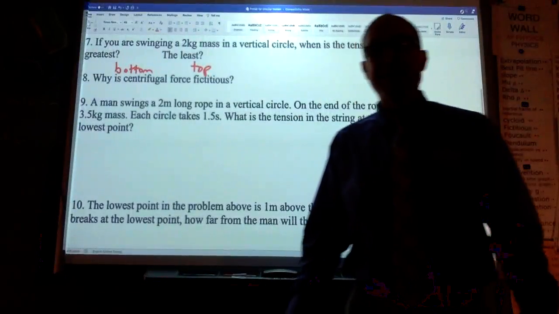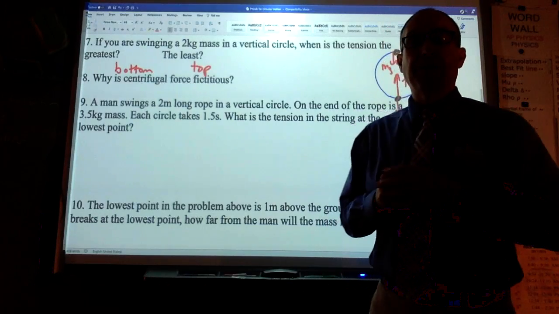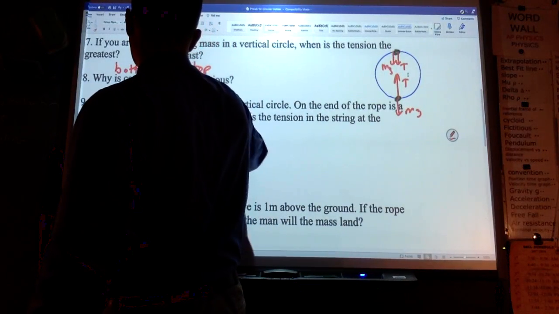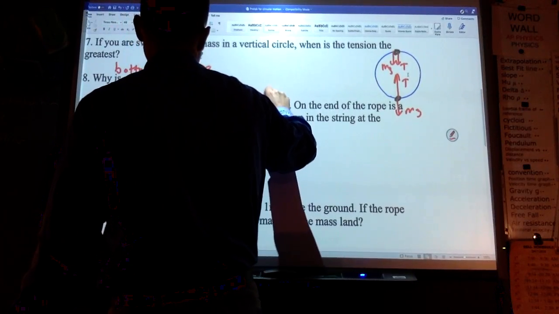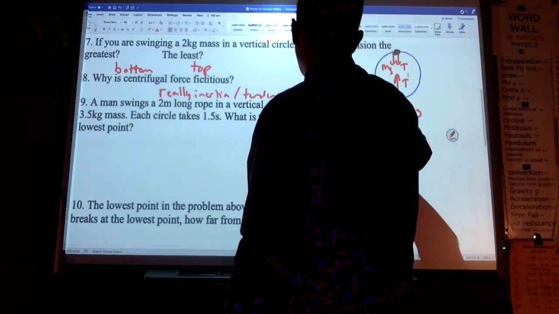Centrifugal force, this idea of when we're turning, something's throwing us out, is fictitious because it's really just inertia. It's really just an object's tendency to remain going straight, to keep going in the way it was going.